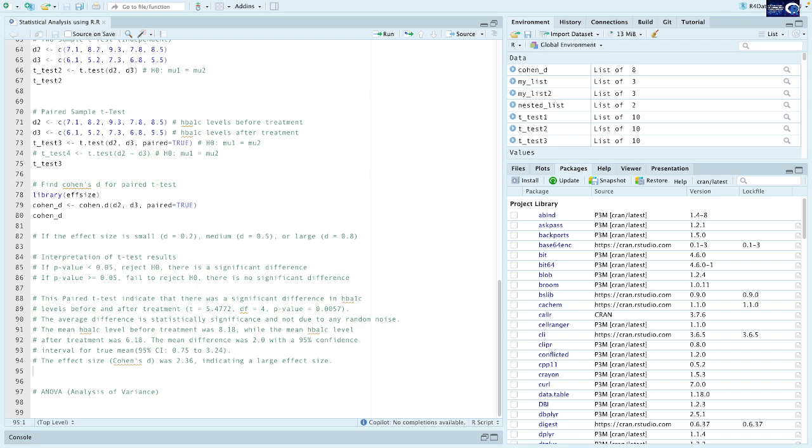So correlation of x comma y equals correlation of y comma x.